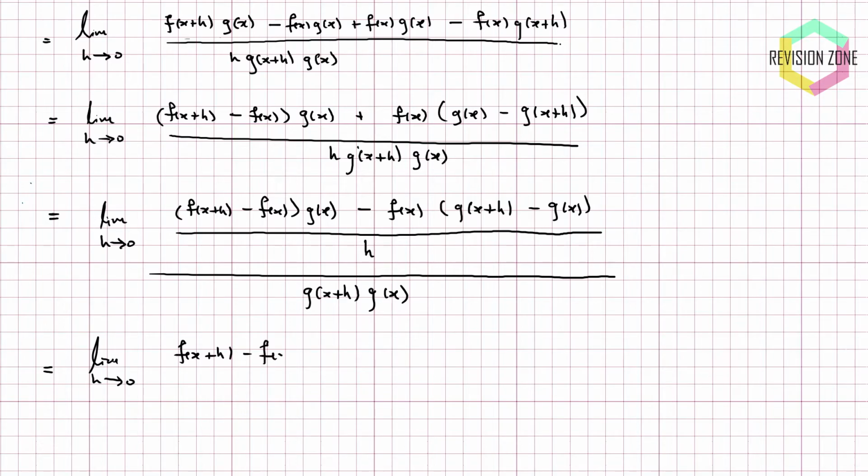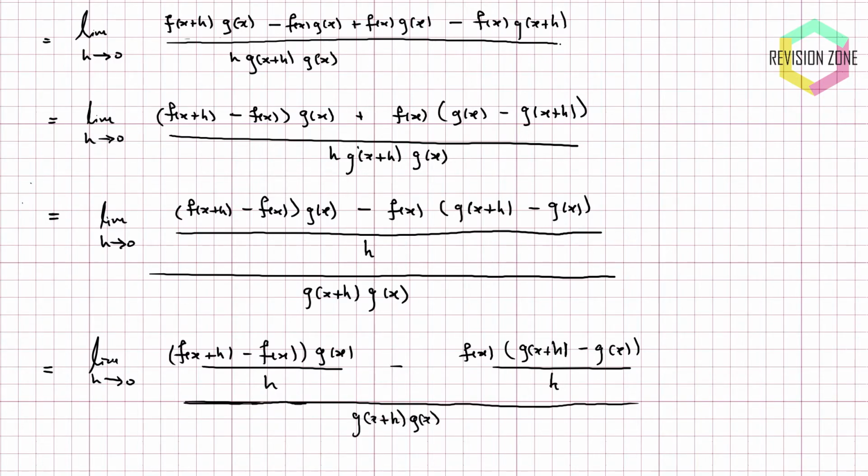So I've got the limit as h tends to 0 of f of x plus h, take away f of x times by g of x, and this is over h, and then I've got minus f of x times by g of x plus h, take away g of x, and all of this is over h. And of course the denominator for the whole thing is still there. So now at this stage we're actually nearly done, because this thing here is obviously going to give us our derivative for f. This thing here is going to give us our derivative for g, and this thing here is going to give us our g squared.